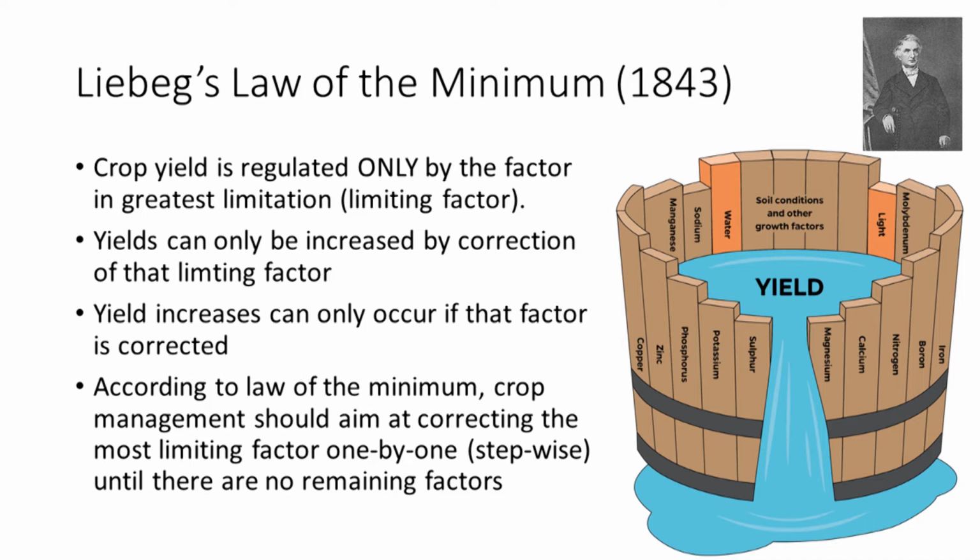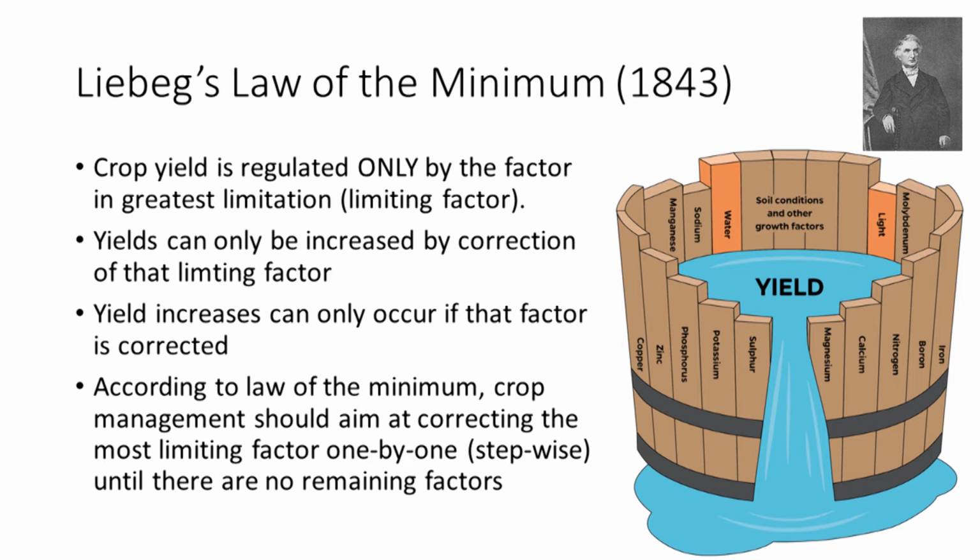Liebig was a German scientist, and in 1843, so a couple hundred years ago, he put to paper this law of the minimum, where he says, look, there's lots of things that impact crop yield, but in a farm field, there's only one thing that limits crop yield. It is the factor that is in greatest limitation, what he calls the limiting factor.